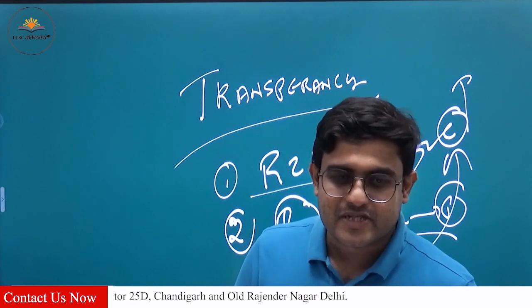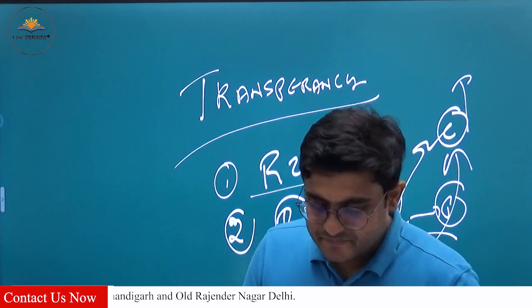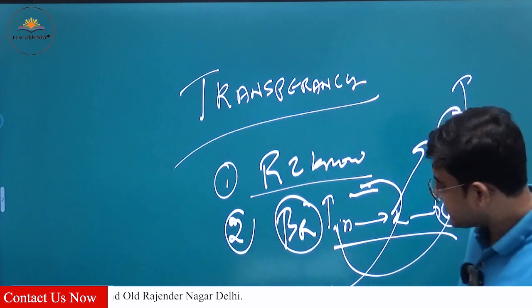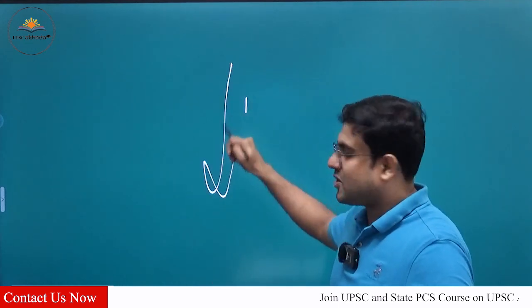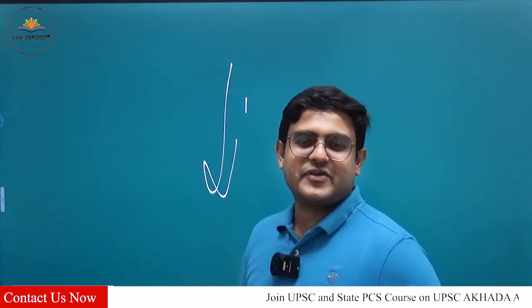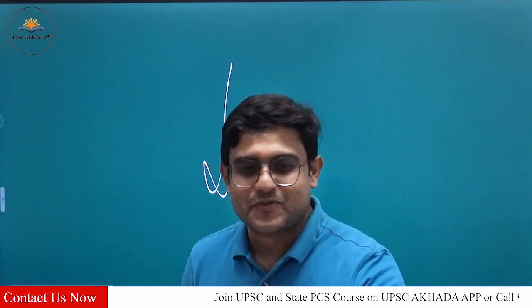Previously, how was information shared? Before RTI, CAG reports, parliamentary reports, any reports were the only way of accessing information. That is, it was top down. Whatever we want, we'll share, not what you want.